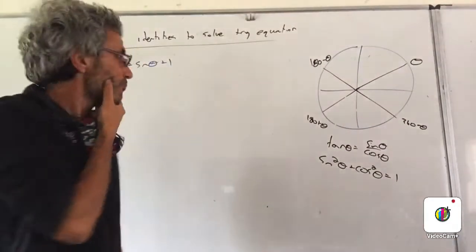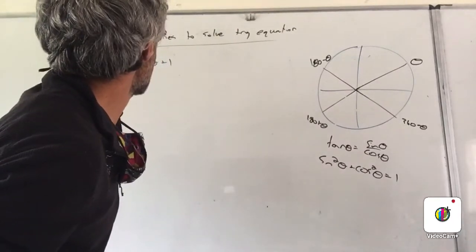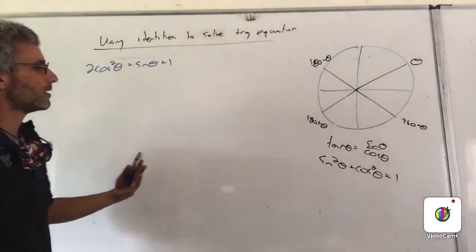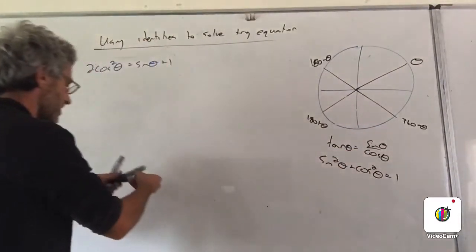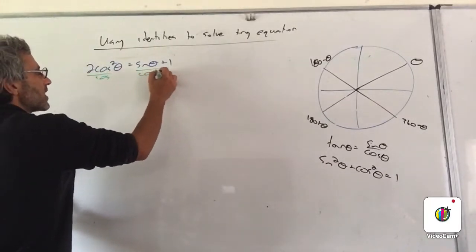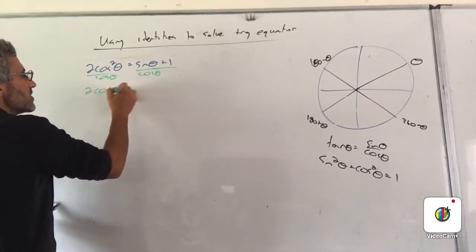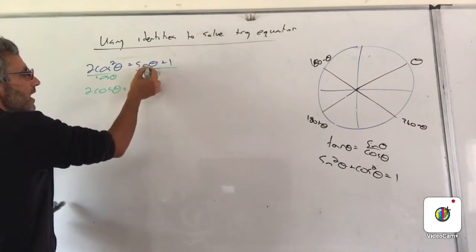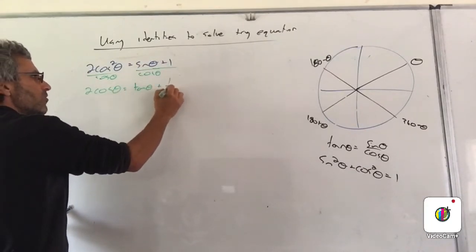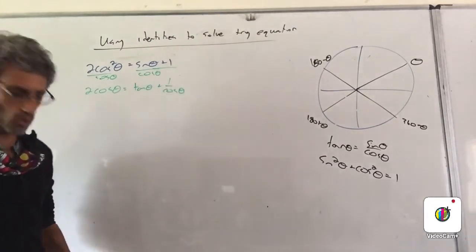The next example looks like that: 2 cosine squared equals sine plus 1. Now, let's see, maybe we can force it and try using that. If I divide everything by cosine, that's not going to help me. I'll get 2 cosine theta, so I didn't get rid of the cosine. Then I get sine over cosine, that's a tan. But I'm also going to have this weird 1 over cosine theta. There's nothing I can do with it. There's no point in doing that.